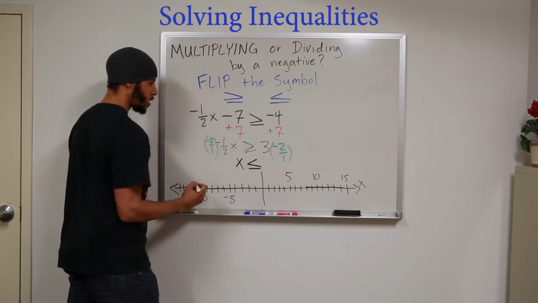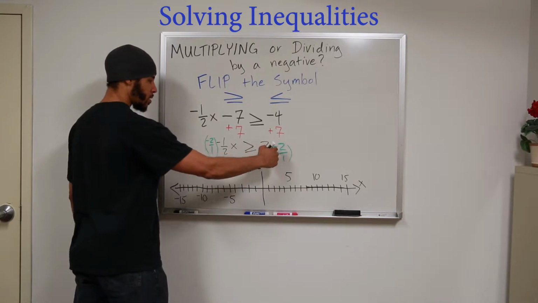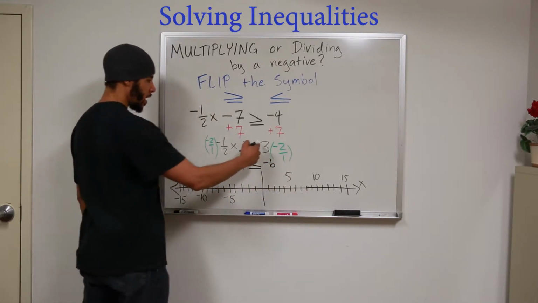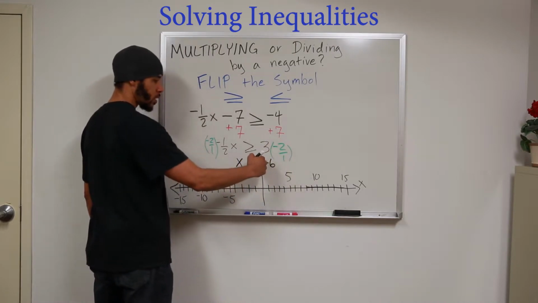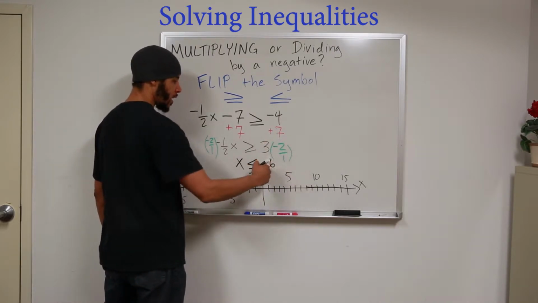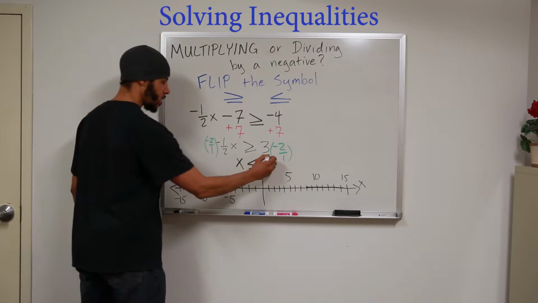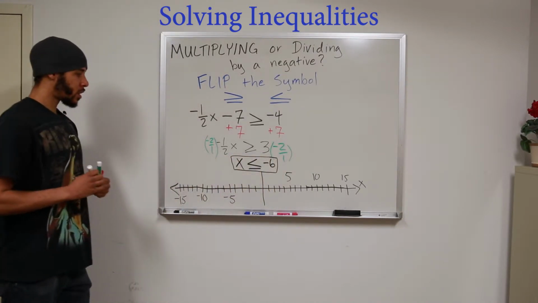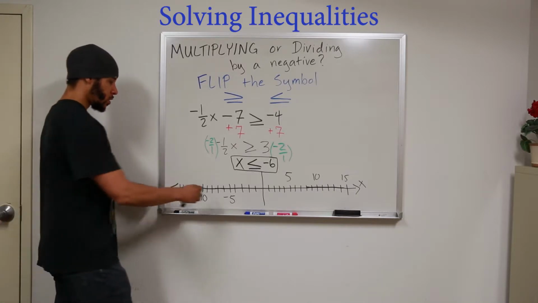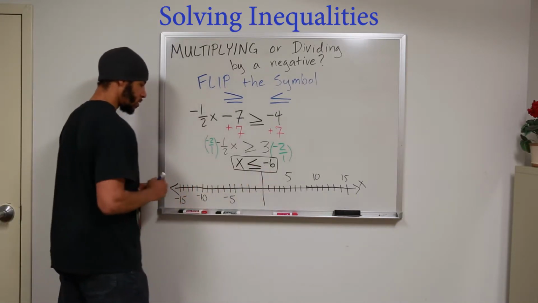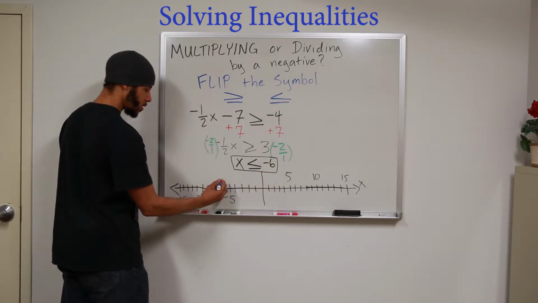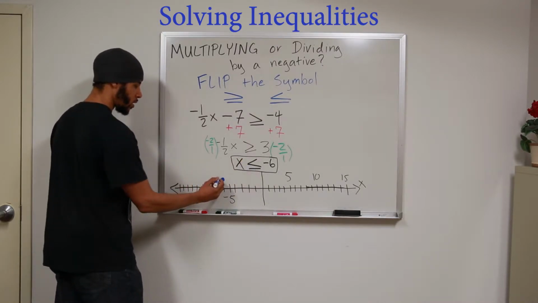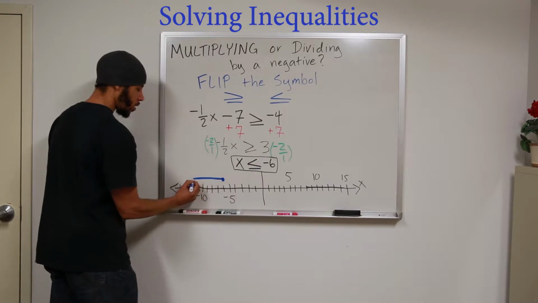So x is now less than or equal to 3 times negative 2 is negative 6. It would be negative 6 over 1. This is 3 over 1 times negative 2 over 1. It would be negative 6 over 1, or just negative 6. This is our solution right here. X must be less than or equal to negative 6. So our reference point here is negative 6. And since x needs to be less, we're going to the left on the number line.